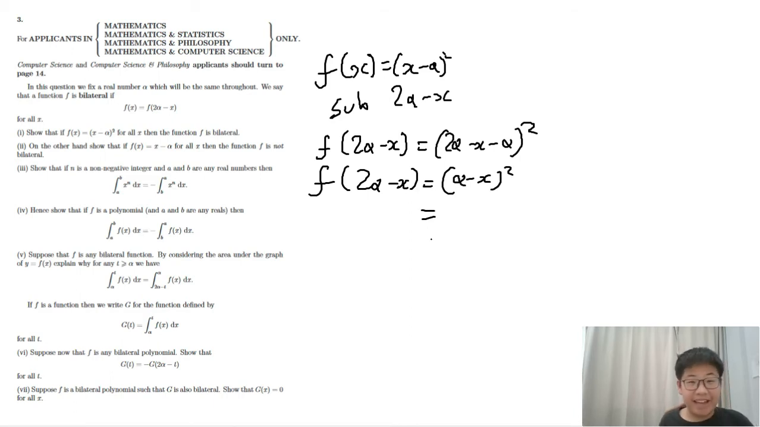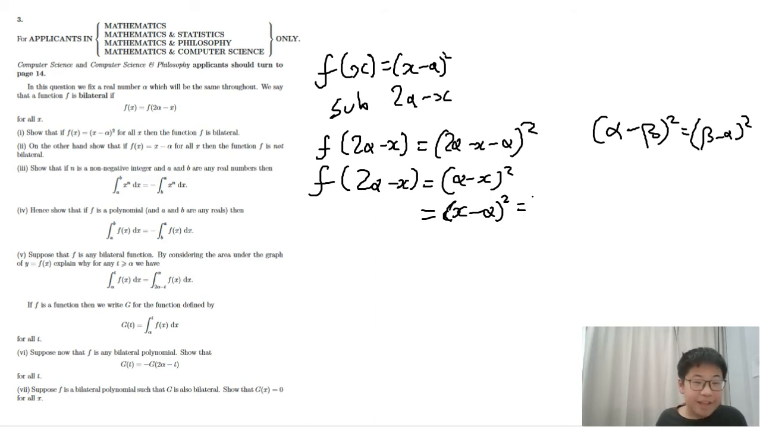And here's an algebra hack. In the brackets, when the two terms are subtracted, you can just as easily swap the two terms. This will make it easier, and in fact I will not derive it in front of you. The general formula is (alpha minus beta) squared equals (beta minus alpha) squared. So (x minus alpha) squared is f of x. There, we have shown that f is bilateral.